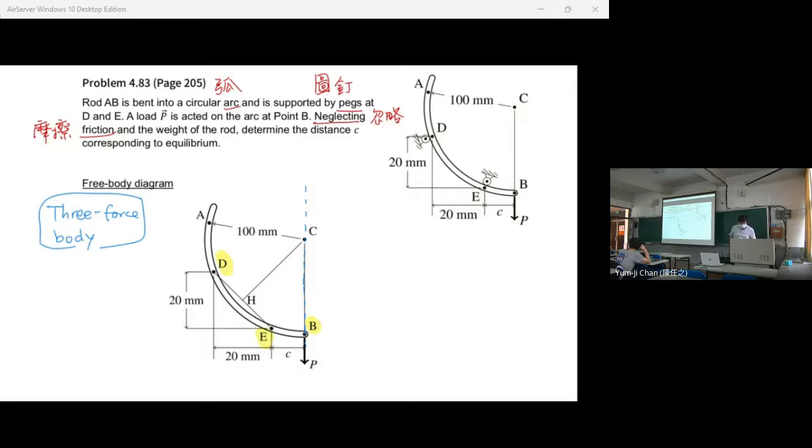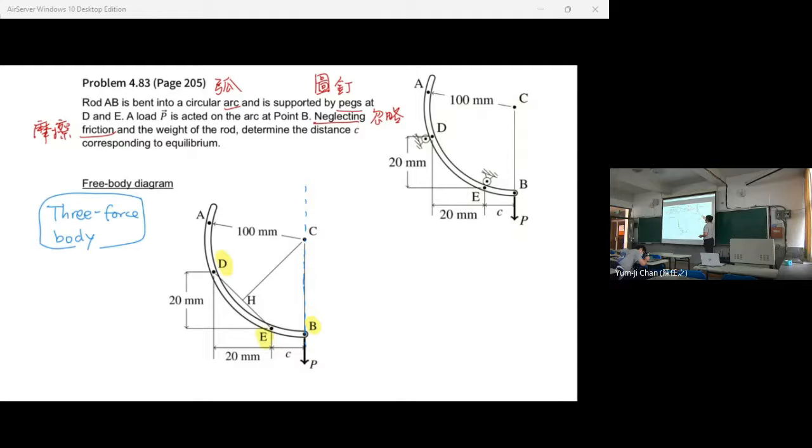So the problem now is where. Would it be here, or would it be at point C, or somewhere above? The only question is where do they intersect? Now, these are the pegs and these are rollers, of course.